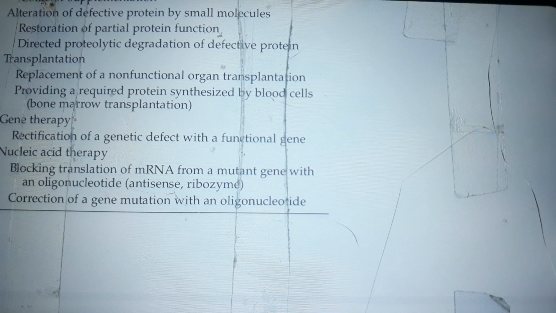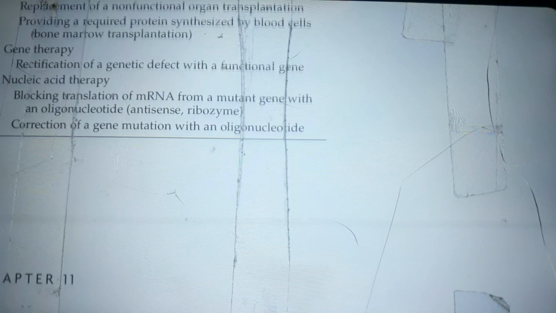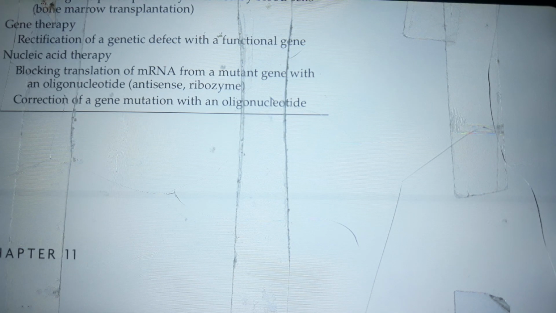For a replacement of a non-functional organ: transplantation, providing a required protein synthesized by blood cells, bone marrow transplantation. Gene therapy: rectification of a genetic defect with a functional gene. Nucleic acid therapy: blocking translation of mRNAs from a mutant gene with an oligonucleotide antisense ribosome, correction of a gene mutation with an oligonucleotide.